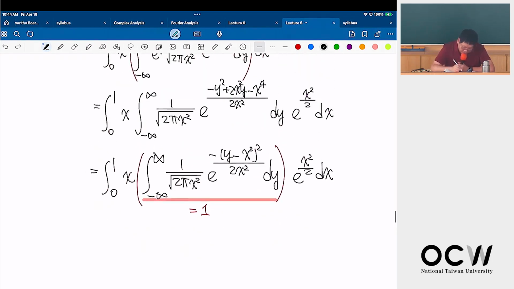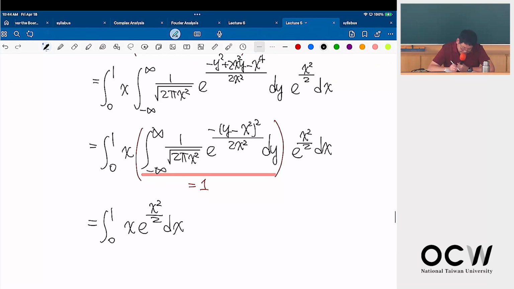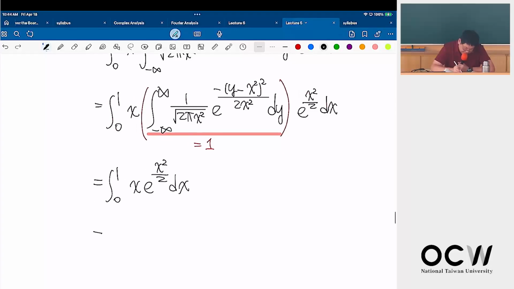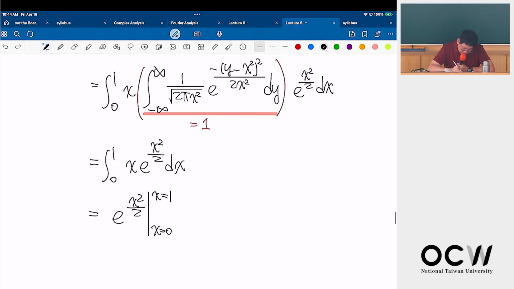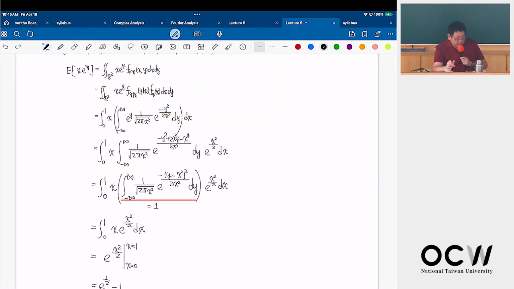So I only have the integration from 0 to 1 of x times e to the x squared over 2 dx. Now, since you know how to find the expectation, next, let's see how to find the probability.